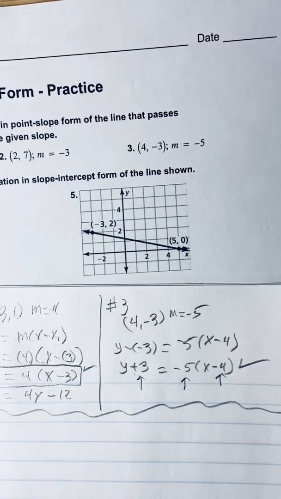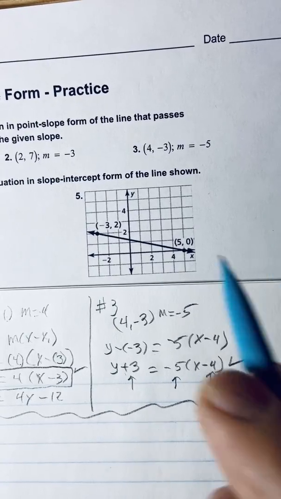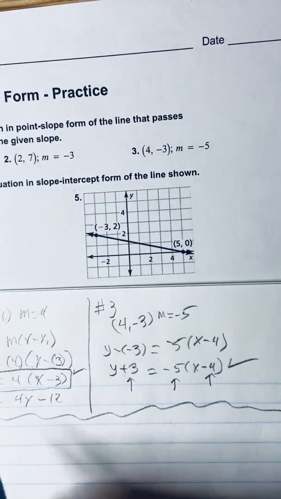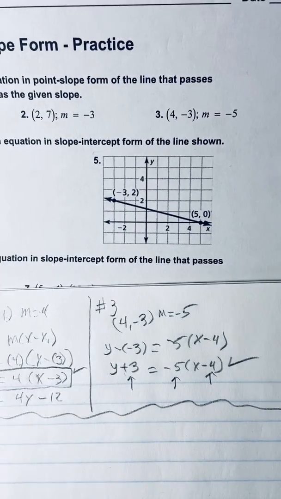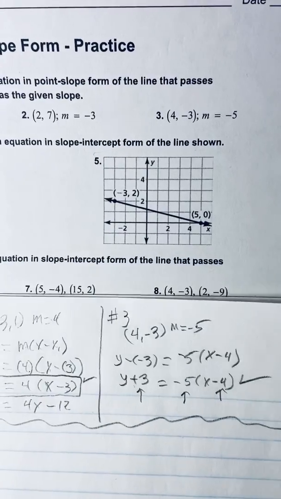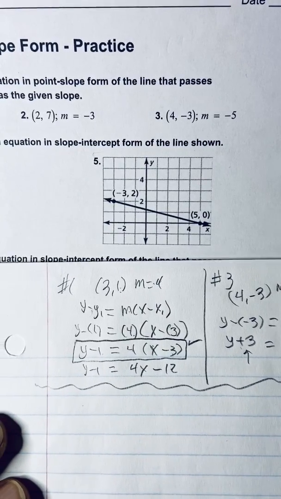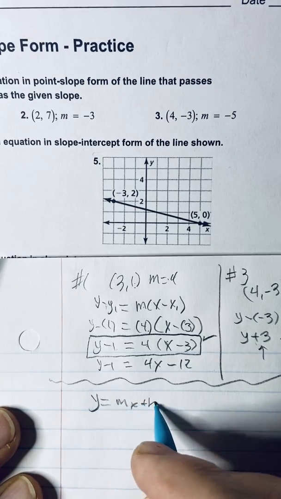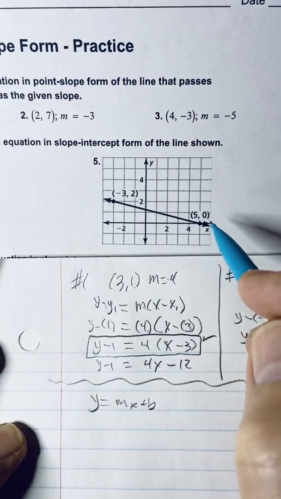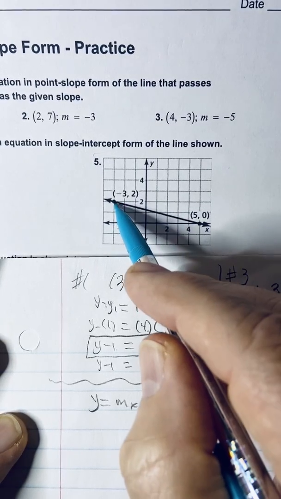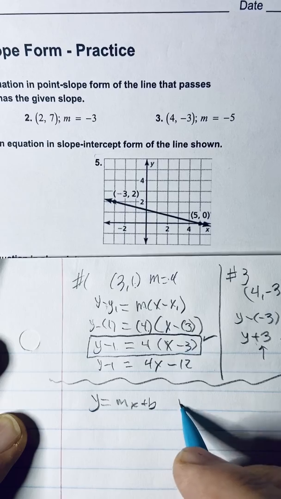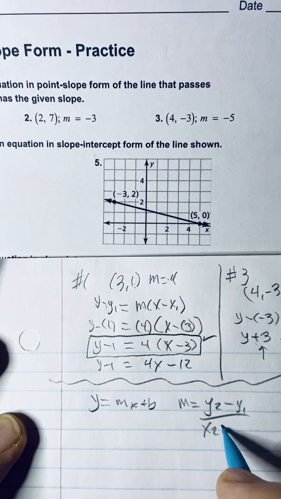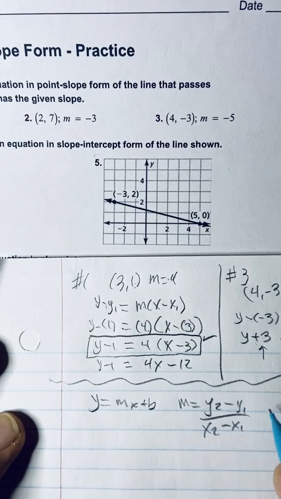All right, now we're going to do number 5. Write the equation in slope-intercept form. Slope-intercept form is y equals mx plus b. And so all I do is find 2 points. I've got 1 point here and 1 point here. So first, I'm going to find my slope, which equals y sub 2 minus y sub 1 over x sub 2 minus x sub 1. This is my slope formula.